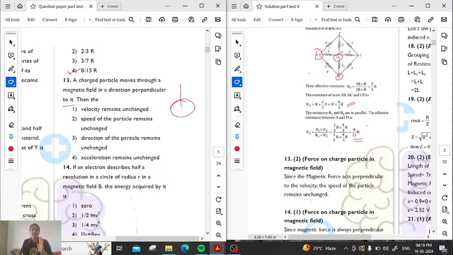So in this concept, what you have to keep in mind is that, according to the formula, the magnetic force is always perpendicular to the velocity. So the speed of the particle remains unchanged, because the magnetic force is always perpendicular to the velocity only. So according to this, your option C, you will get confused between options 1 and 2. This was made a little confusing.